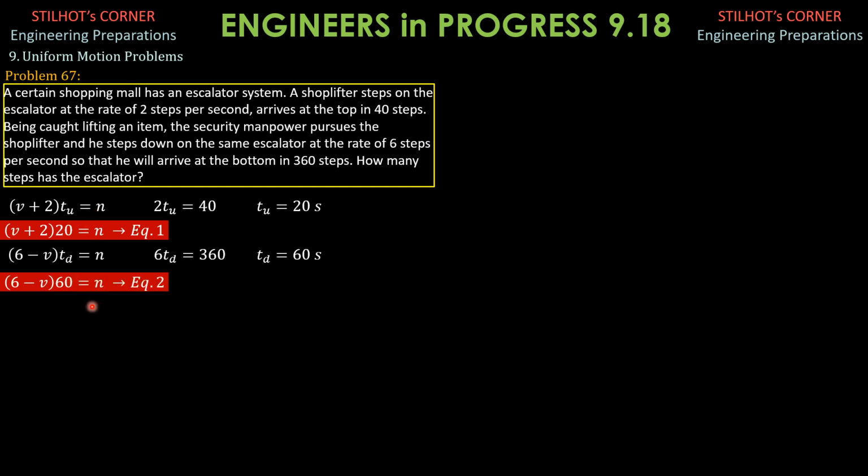So equating the two, or dividing, so that we can cancel n. So v plus 2 times 20 over 6 minus v times 60 equals 1. So we can reduce 20 over 60 to 2 over 6. In fact, 1 over 3, but I just make it 2 over 6. So 2 times v, 2v plus 4 equals 6 times 6, 36 minus 6v. So 2v plus 4 equals 36 minus 6v. 2v plus 6v is 8v equals 36 minus 4, 32. Therefore, v is equal to 4 steps per second.